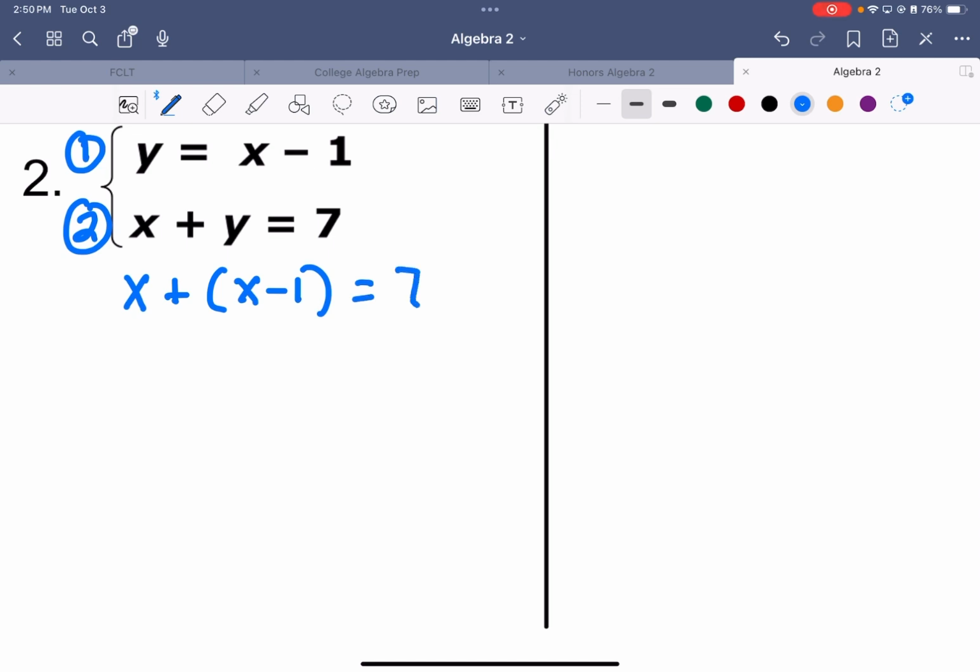I'm going to write everything else down. Putting it inside parentheses is a good habit. Doesn't always do anything for you, but it's a good habit. In this case, the parentheses make 0 sense at all. They might as well not be there. I have nothing to distribute in there. But it's a good habit to get into. Combine like terms. x plus x is 2x. That gives me 2x minus 1 equals 7.